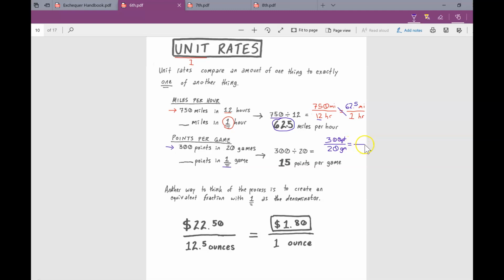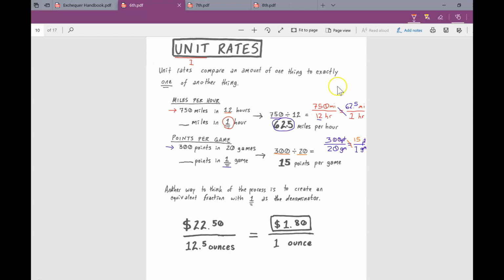Then the other side of our proportion, we're going to put points on top again, because points and points both have to be on top. And we're going to put games on the bottom. We know that our third number here is going to be 1 game. Multiply our diagonal. 300 times 1. Well, that's just going to give us 300. Divide by the number we haven't used yet. That's 20. 300 divided by 20. He's scoring 15 points per game.